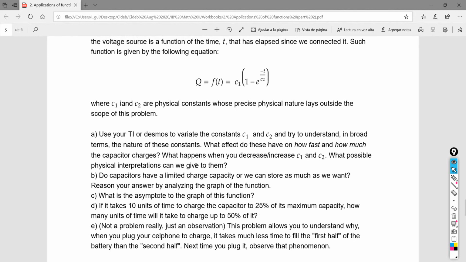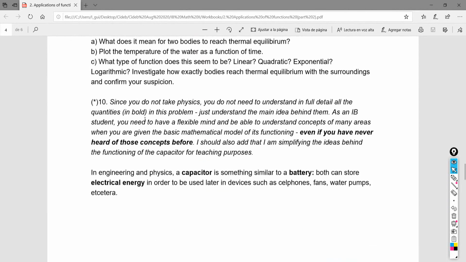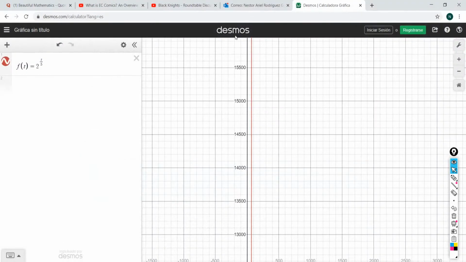Once you do it, I'm just going to give you a brief overview of what you're supposed to do in this problem. I'm just going to help you out with question A, only with this one. You're going to do the rest on your own. You have to do the heavy lifting, as I like to say. So I'm assuming that you already know all of this stuff. Okay, so let's go to Desmos.